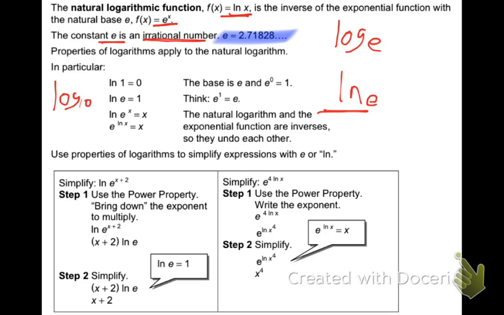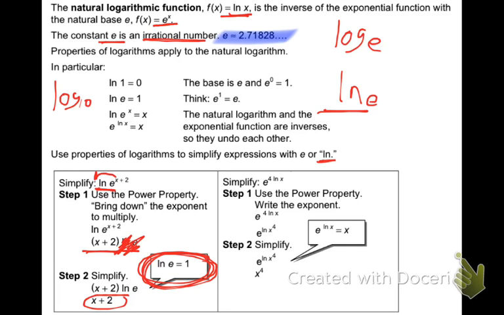We're going to use properties of logarithms to simplify expressions with e or natural log. So simplify the natural log of e to the x plus 2. Essentially, you pull the exponent to the front. We've been doing that for a while now, simplifying our powers, right? So I have x plus 2 times the natural log of e. The natural log of e is always equal to 1. So that basically cancels out. And what's that leave me with? Yeah, x plus 2 is my answer. Anytime you see natural log and e, they cancel out and you're left with your answer.